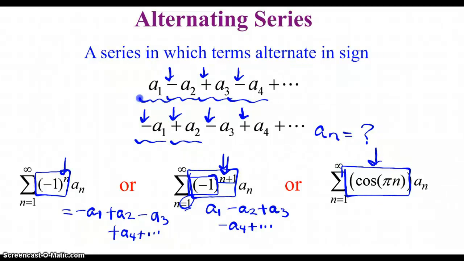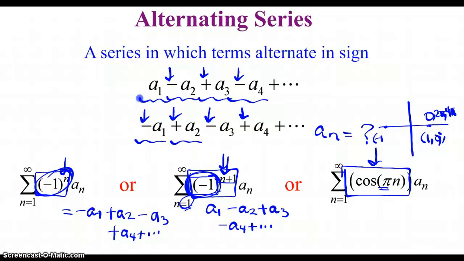Here's another alternating term that doesn't involve negative 1 raised to a power. Now, most of the alternating series that we see, this is going to be the alternating term: negative 1 raised to some power of n. But this will also serve as something that acts like negative 1, because we know iterations of cosine with pi are going to give us, from the unit circle, either positive 1 at 0, 2 pi, 4 pi, or negative 1 at pi and 3 pi and 5 pi.